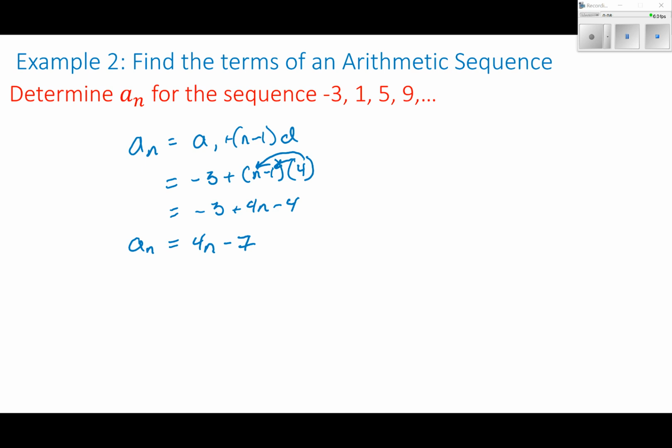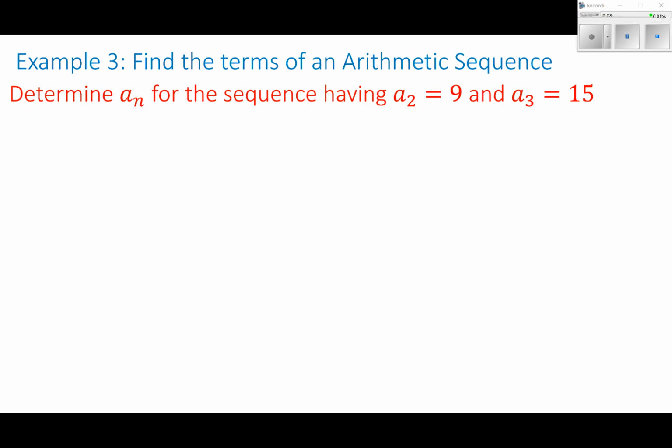All right, so if they actually wanted, like in the last slide, we tried to figure out what 13 was, we'll get a number. We got 45. But now in general, I could find any term n by this, 4 times n minus 7.